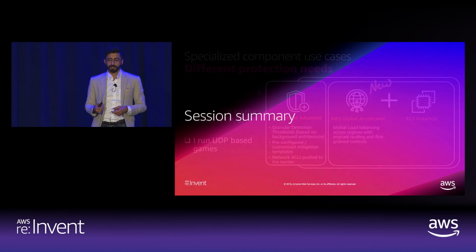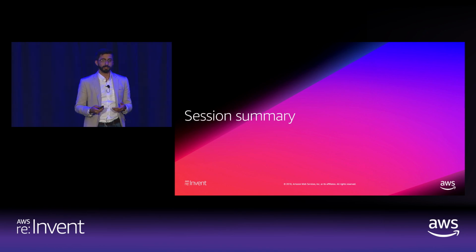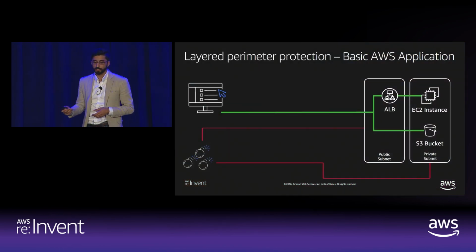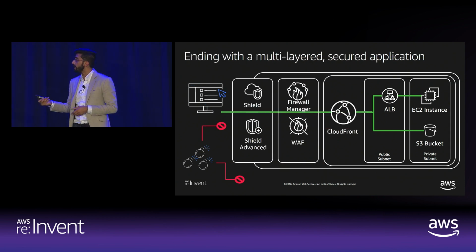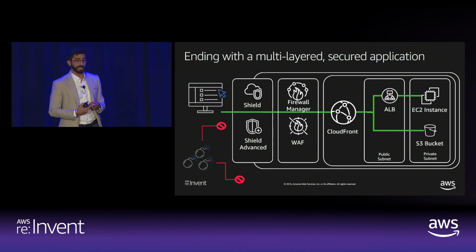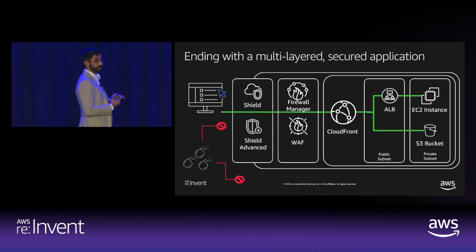With that, let me just summarize to say that we started off with a basic AWS application, added a bunch of layers on top of it, and ended up with a multi-layered secured application that makes sure that you have a secure content delivery layer, protects you against common as well as your specific custom exploits, and then also protects you against DDoS on all of this.